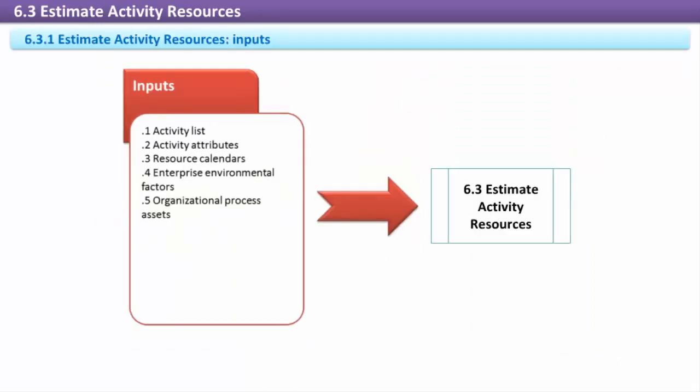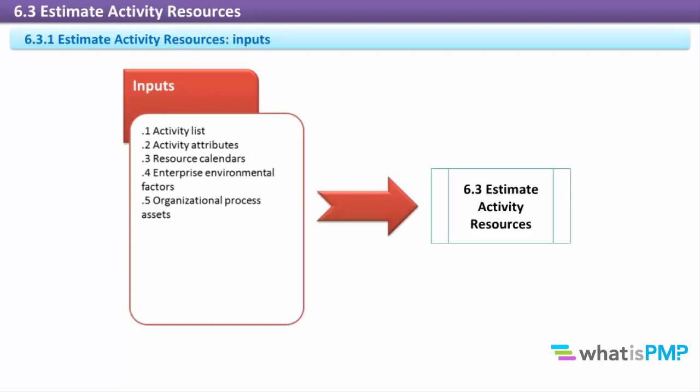Estimate activity resources. Inputs. Activity list. The activity list is the complete list of project activities that are needed to produce the work packages. It's decomposed from the WBS work packages. It's the source document this process needs to identify what resources are required.